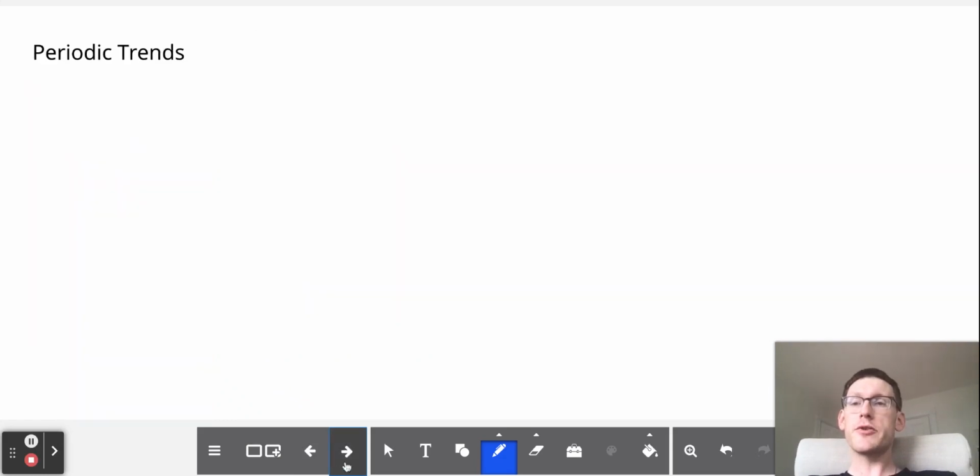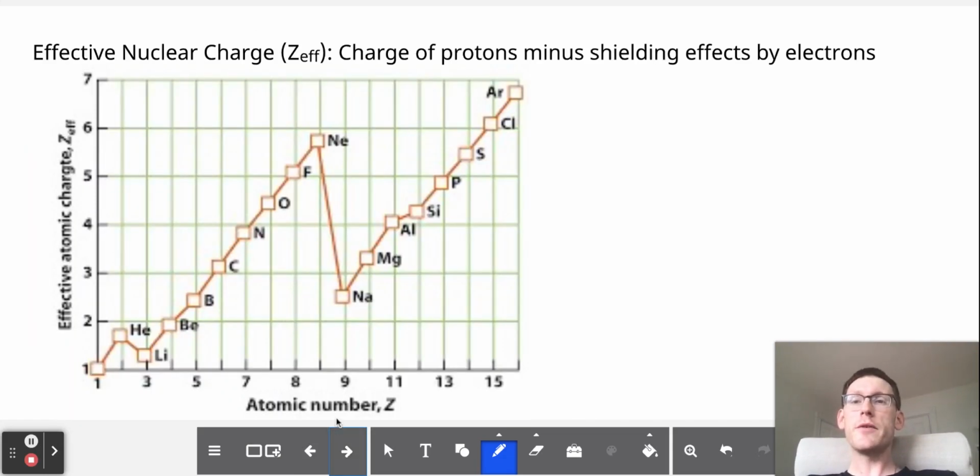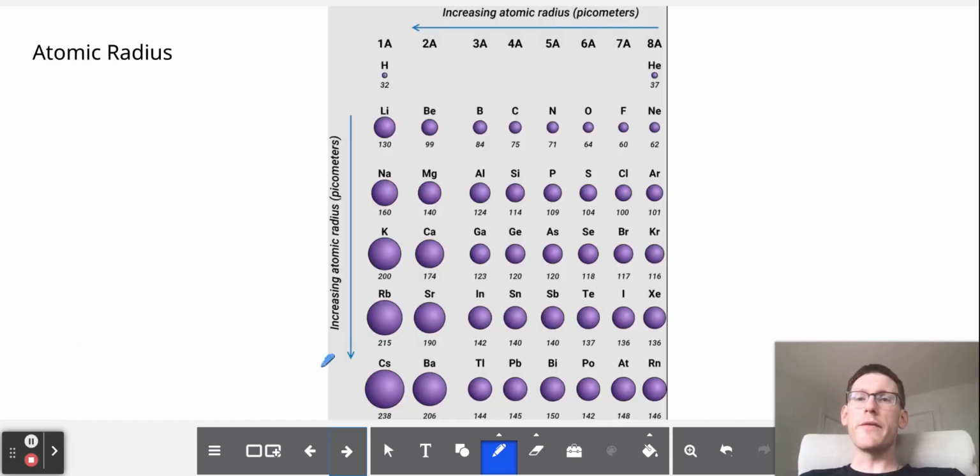Moving on to periodic trends. We start with effective nuclear charge, otherwise known as Zeff. This is essentially the charge that the protons in the nucleus have, minus some shielding effect by the electrons. A valence electron will not feel the full charge of the nucleus. It will feel an effective nuclear charge that is diminished by the fact that there are electrons in the way that are shielding. Moving on, we have atomic radius.